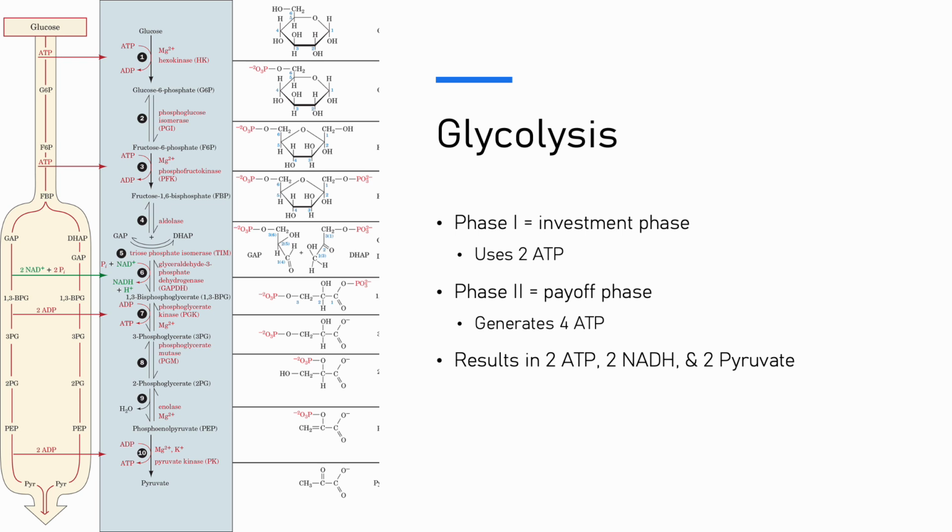Ultimately, DHAP will have to convert into GAP in order to continue, and that is the end of phase 1. Phase 2 begins with GAP being converted into 1,3-BPG with the help of the enzyme GAPDH. Then 1,3-BPG is converted into 3-PG with the help of the enzyme PGK.